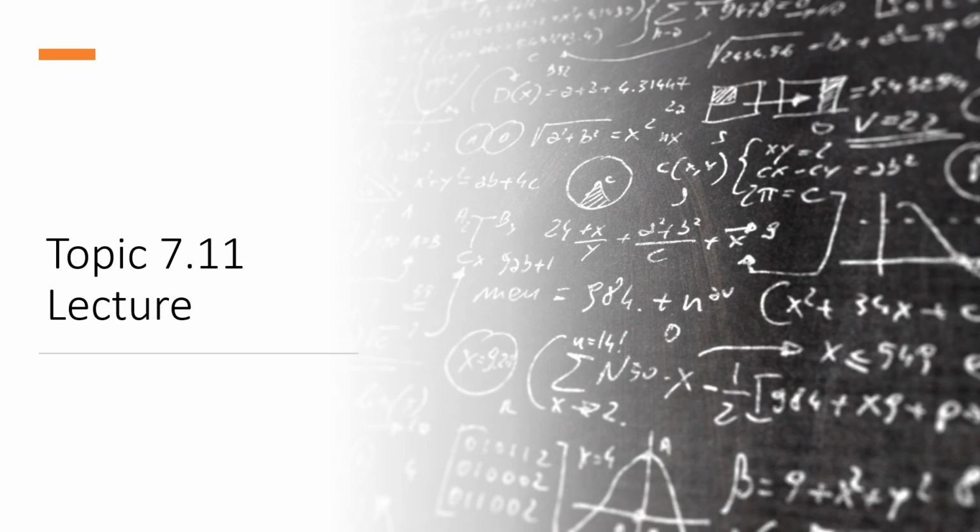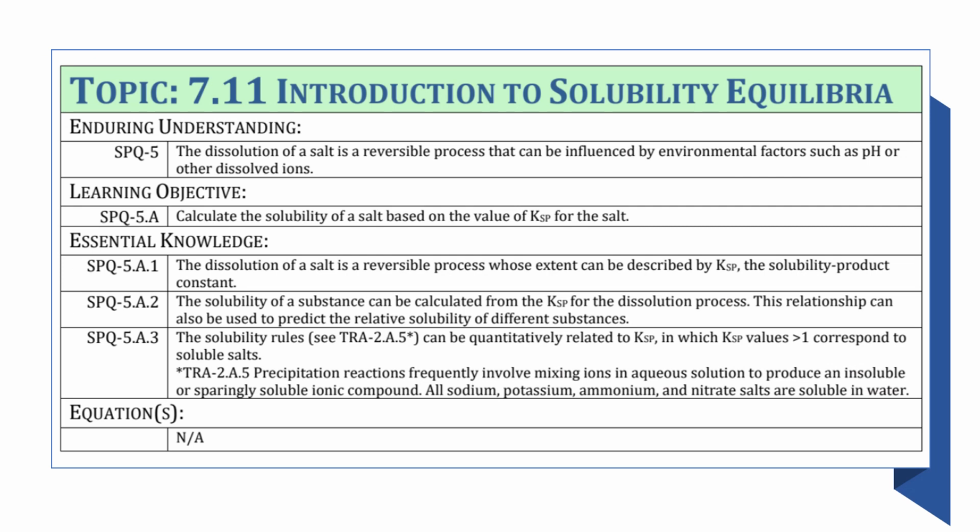7.11 for AP Chemistry, Introduction to Solubility Equilibrium. The learning objective is to be able to calculate the solubility of a salt based on the value of K sub Sp for the salt.